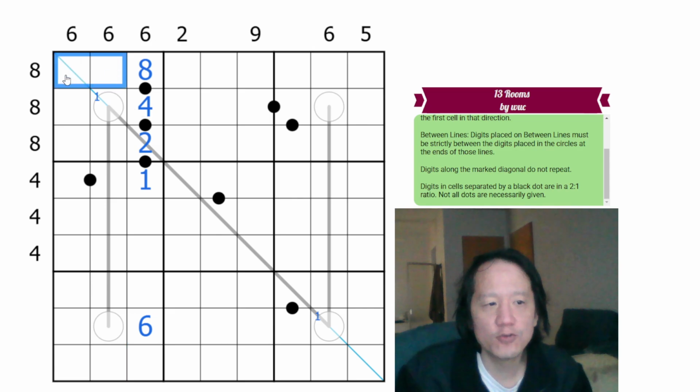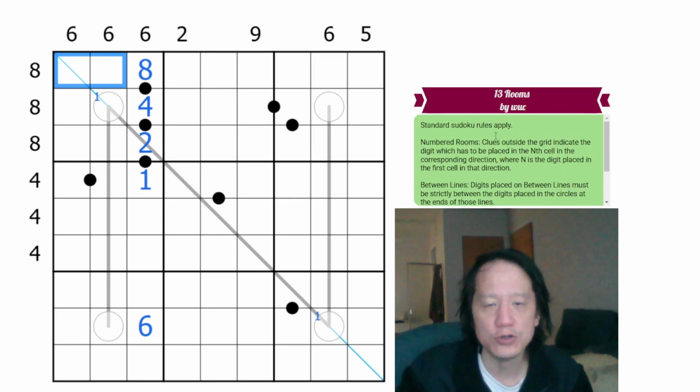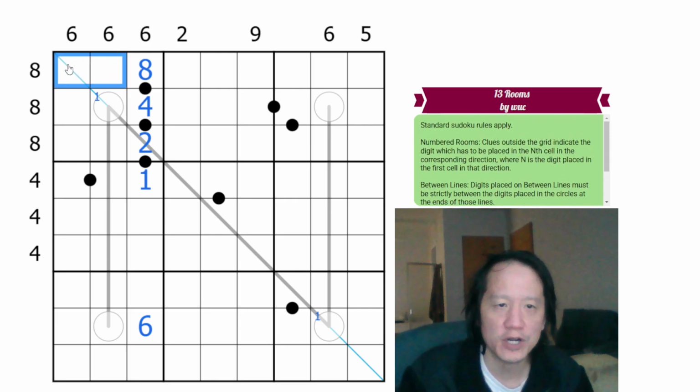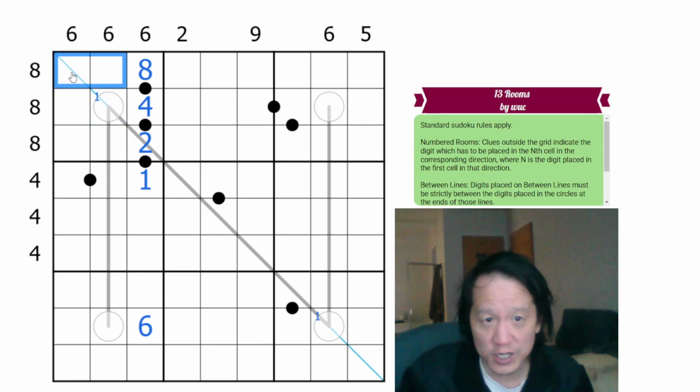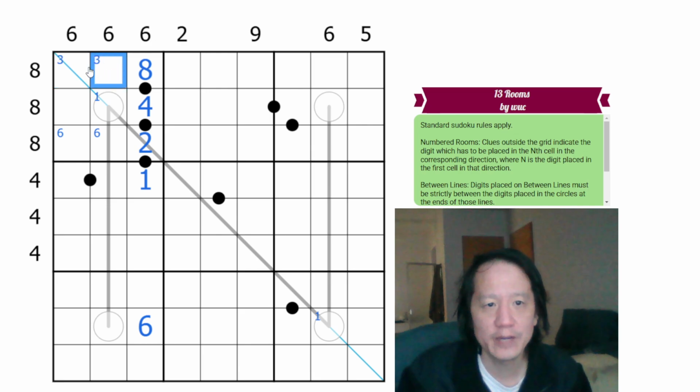Now, 6 can never be, so 2 can never be here. So 6 can never be in the 2nd position. And we already told you that unless the outer digit clue for a number rooms clue is 1, you can never have 1 in this position. Therefore, you need a 6 somewhere. It cannot be in the 2nd position in either one. It can't be in the 1st position in either one. Where can it be? It has to be in the 3rd position. Therefore, there has to be a 3 in one of these two cells to accommodate, right?